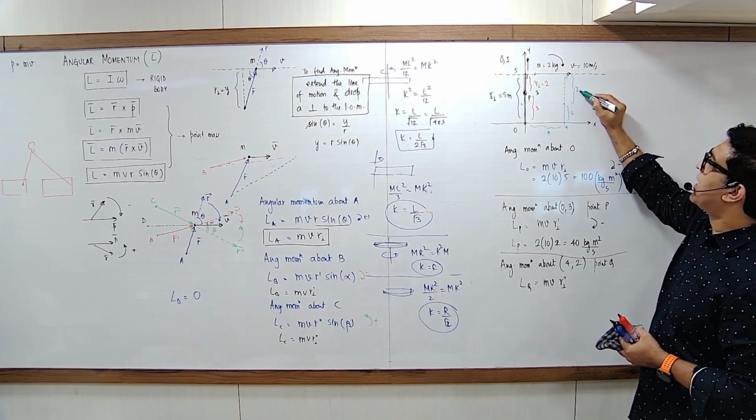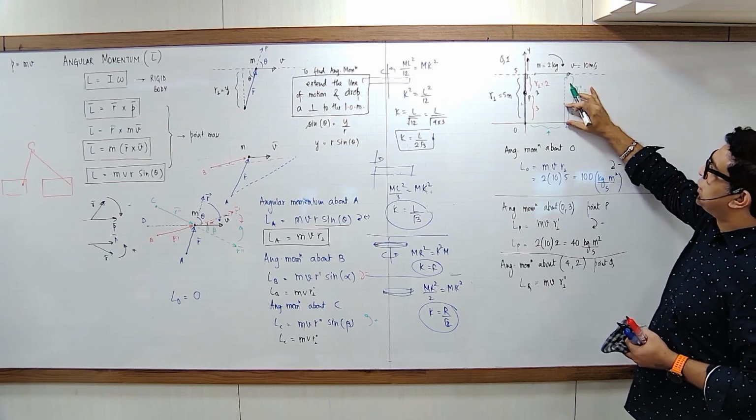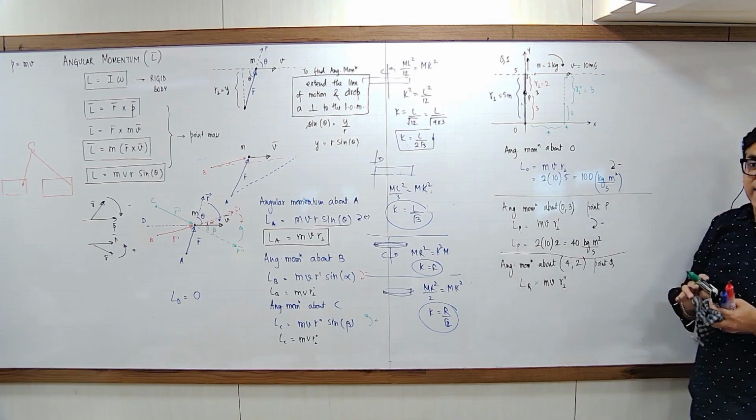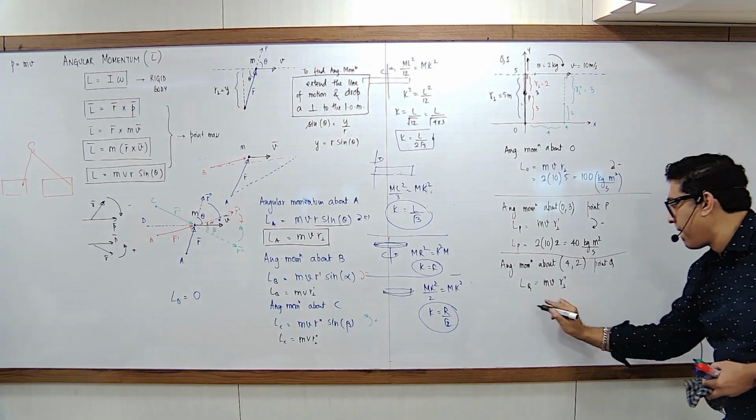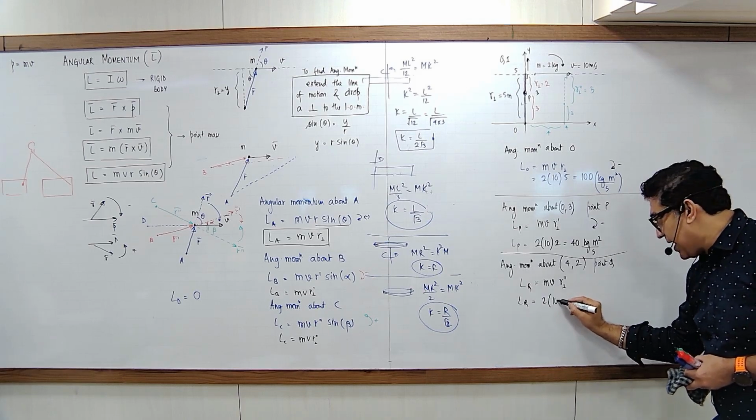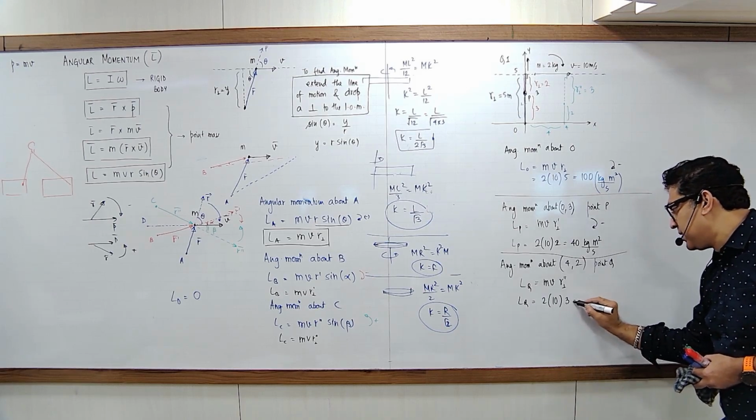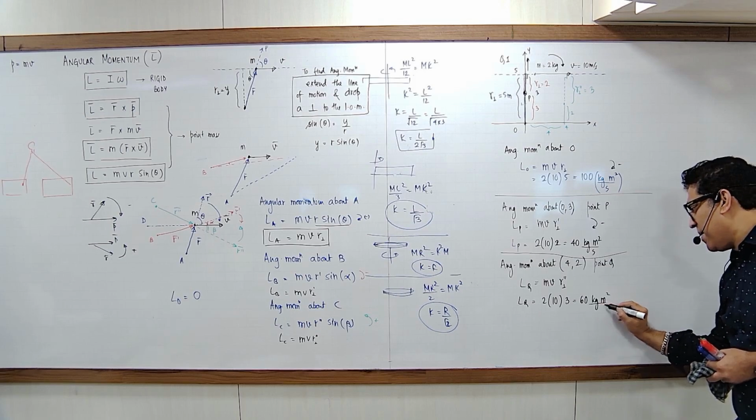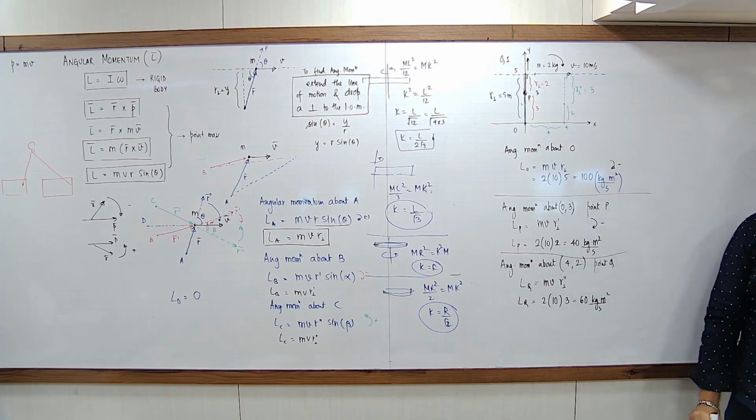So what will this distance be? R. How much is this? 2. How much is this? 5. So how much is this? 3. Are you all getting it? Answer, start. LQ, what will it be? 2 into 10 into 3. Answer 60 kg meter square per second. Has everybody understood this over here?